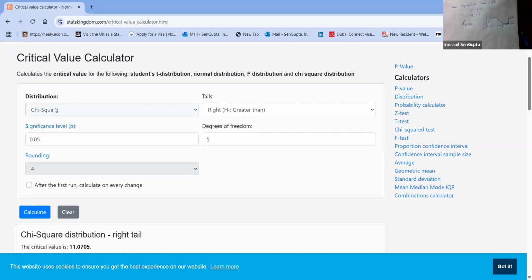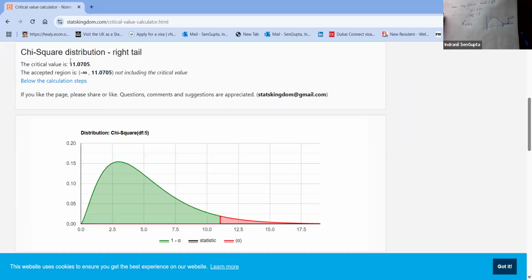And here, what we have to do, we have to see chi-squared right side, check right, significance 0.05, degrees of freedom 5. It's already there. Calculate. So I got it 11 points. So the value is 11.0705. Okay, so that's the value you obtain right here. And if you want to see it where it is in the plot, it's right here.